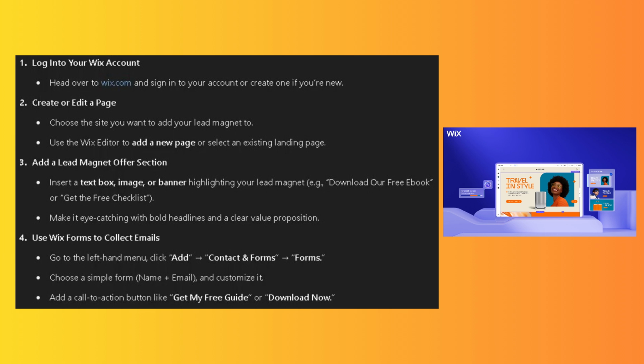Use Wix Forms to collect emails. Go to the left-hand menu and click Add. Then click Contact and Forms, then select Forms. Make a simple form such as your name and email address, or you can customize it however you like. Then, add a call to action button, such as "Get my free guide" or "Download now."